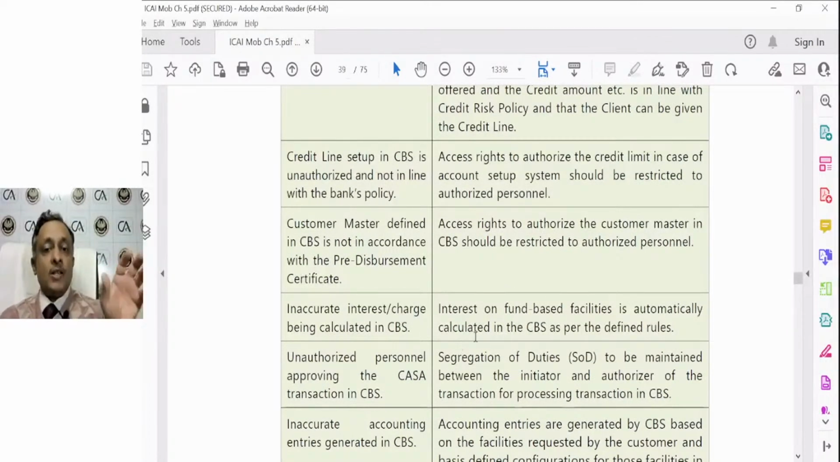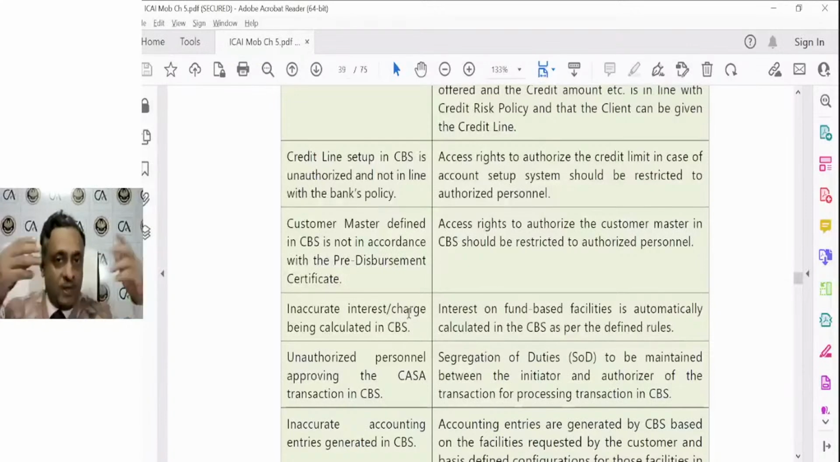Let us read. So I read this interest as charges. So interest on fund-based facilities is automatically calculated in CBS. Please add a line right here. Interest slash charges on current account, saving account facility are automatically calculated in CBS as per rule. Because for a current account, saving account, interest will not be a parameter, charges will be. So they are also predefined in system.